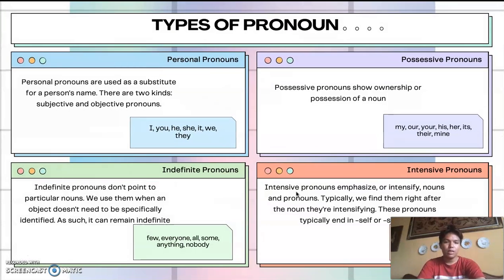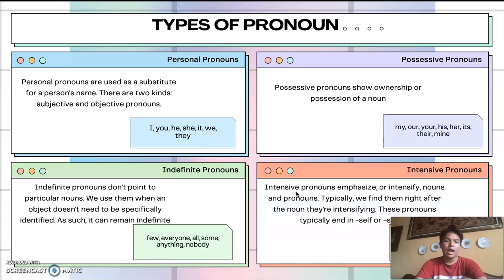Types of pronoun. The first is personal pronouns. Personal pronouns are used to substitute for a person's name. There are two kinds of personal pronouns, subjective and objective pronouns. The subjective ones are I, you, he, she, it, we, they. The second is possessive pronouns. Possessive pronouns show ownership or possession of a noun. Examples are my, our, your, his, her, its, their, mine.